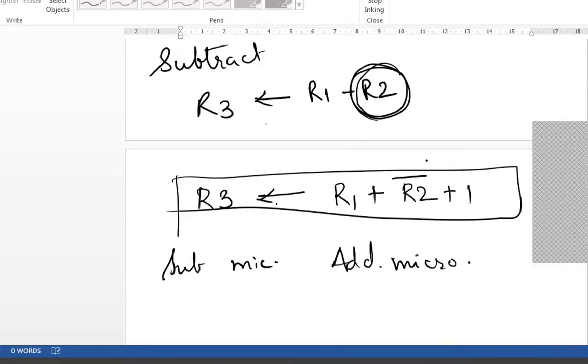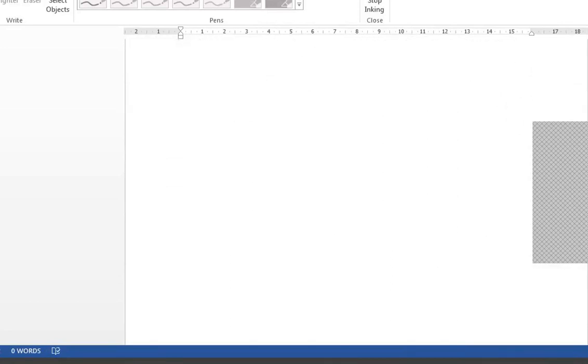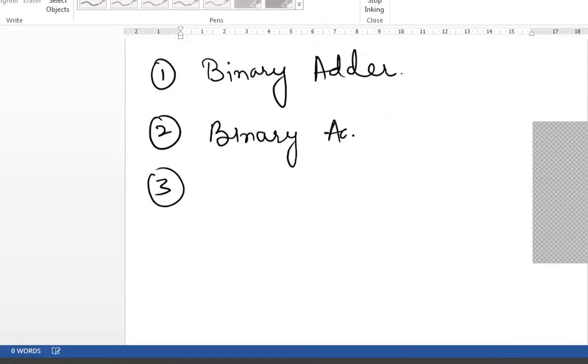Okay, so if I have an addition micro operation circuit, I can also perform a subtraction micro operation with it. Right? So this is my basic addition subtraction. One by one, we'll be seeing all these. And then we will learn how to design a composite circuit which includes all the micro operations. We are going to study 3 circuits right now, which you have already studied. It is just a revision. Binary adder. We'll see how to integrate a subtractor in the same circuit. So binary adder and subtractor. We'll also see binary incrementer.